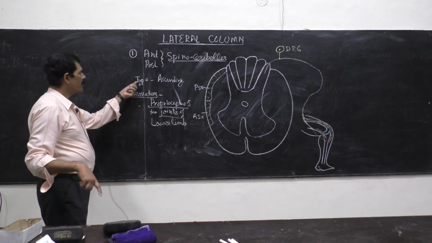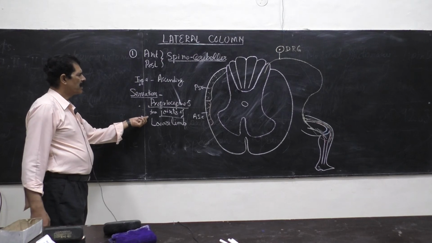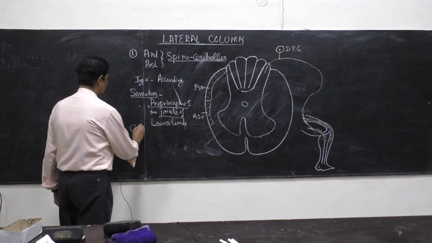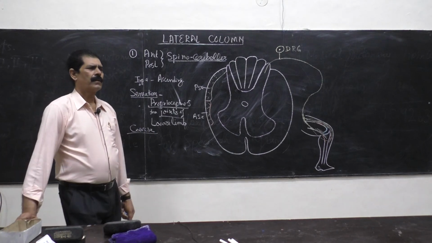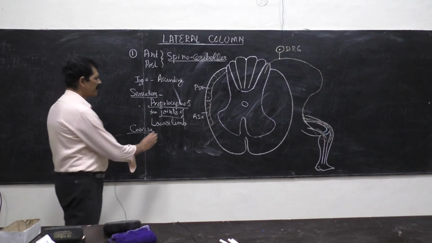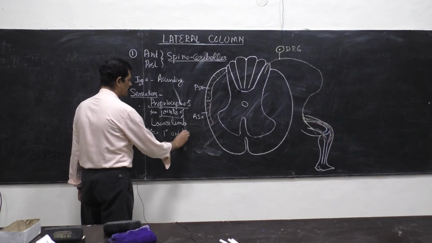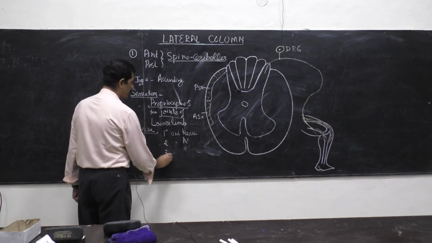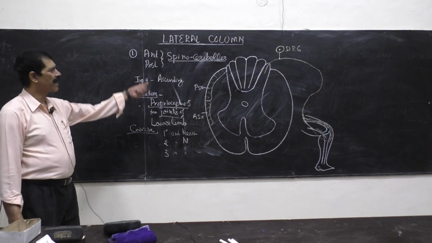So this is how we attempt the type of sensations they are carrying. And now comes the course, as it is also sensory. So the course will be in three steps: the first order neuron, second order neuron, and third order neuron. So a three-step journey will be there. Ultimately they will reach the cerebellum.